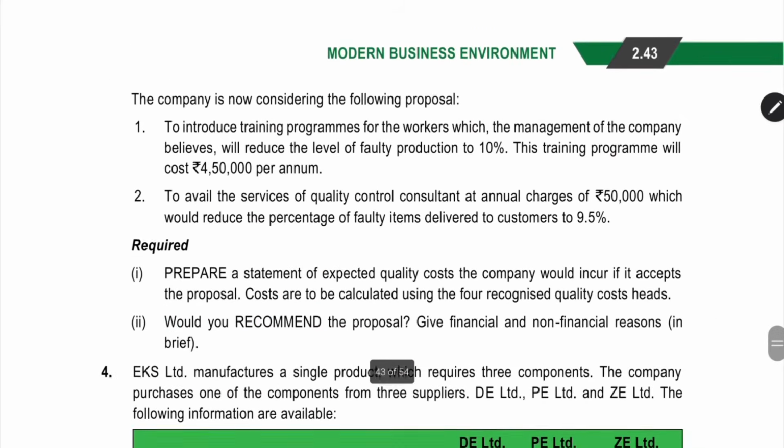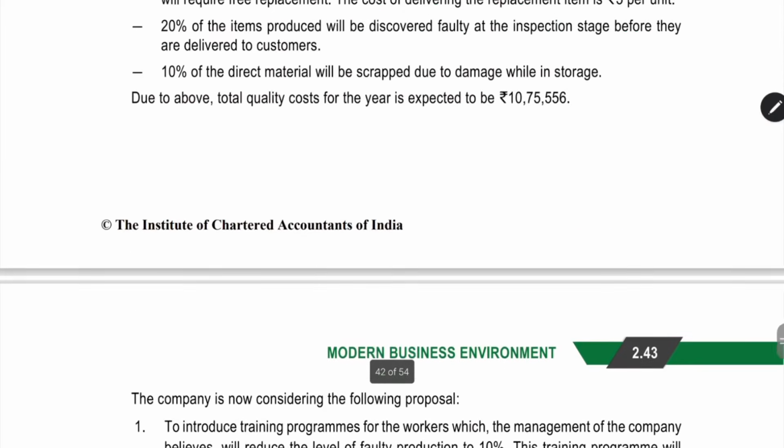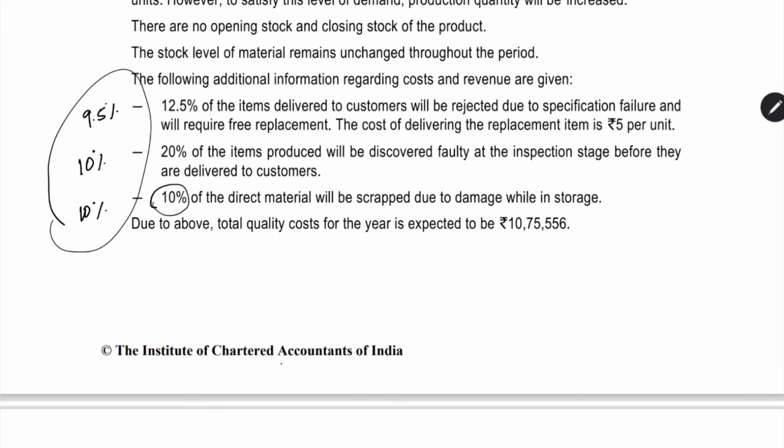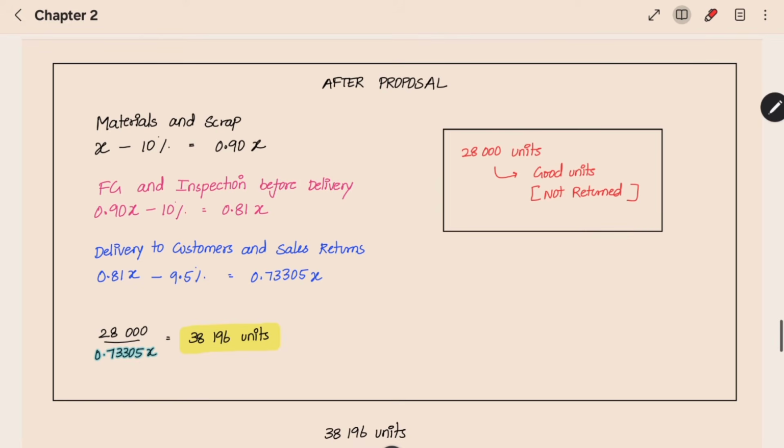Now we are going to assess the impact of the proposal. Because of the proposal, what will happen? This 12.5% will become 9.5%. This 20% will become 10%. Here there are no changes mentioned, so we can assume it will be 10% only. These are the changes which we have to make in the flow chart which we saw.